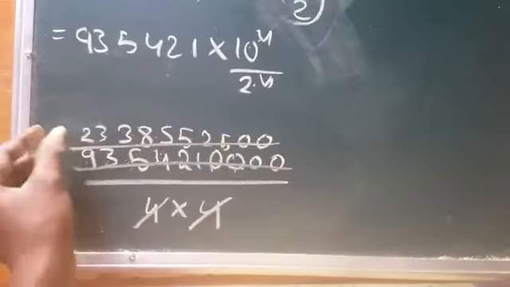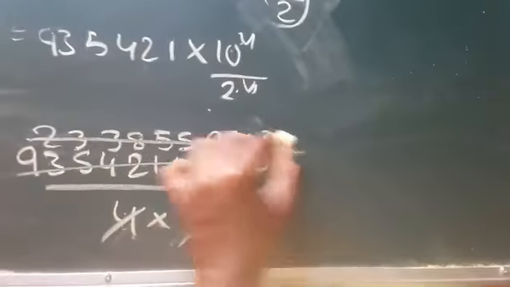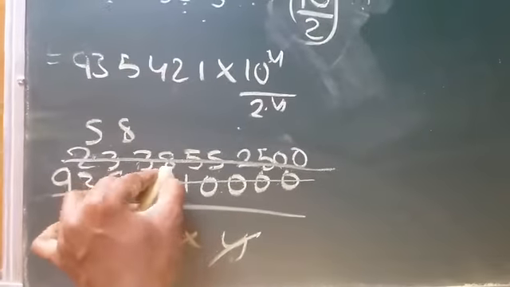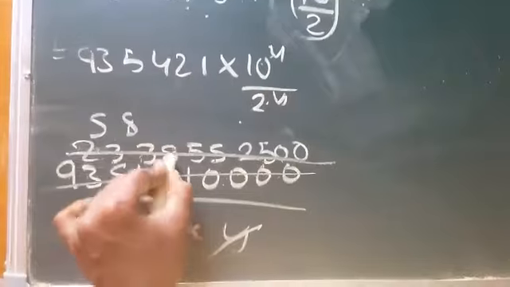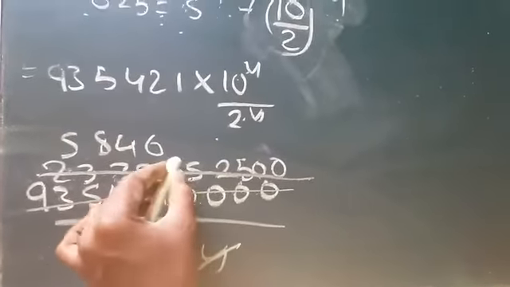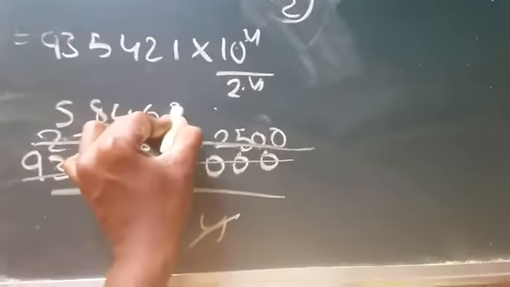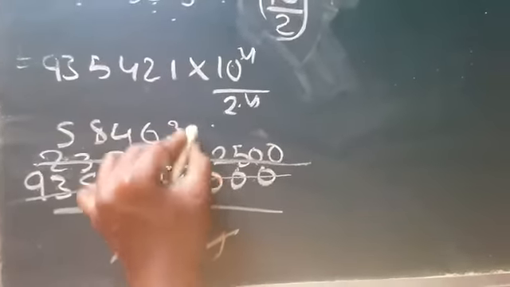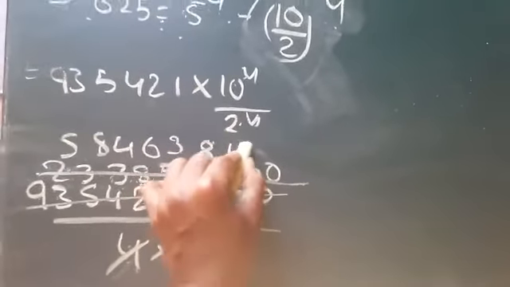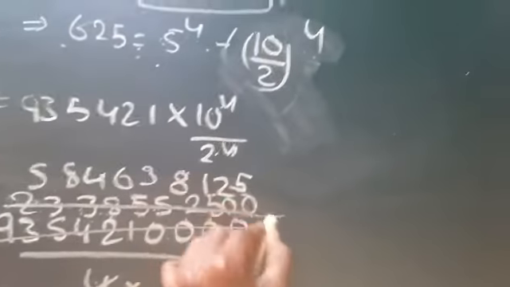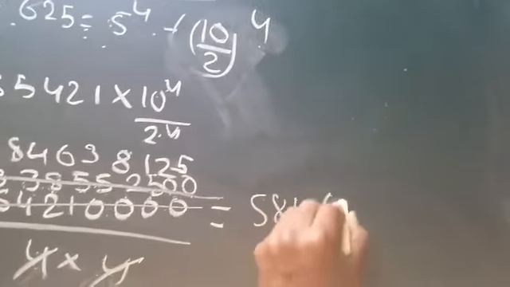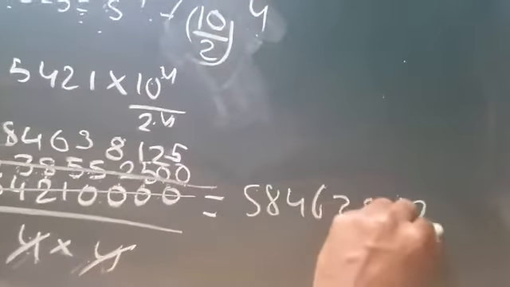Again cancel with 4. Now cancel with 4. 4 5s are 20, remaining is 3. 4 8s are 32, remaining it will be 1. It will become 18. That means 4 4s are 16, remaining is 2. 4 6s are 24. 24 means here it will be 15. 4 3s are 12, remaining is 3. 4 8s are 32. 4 1 is 4, remaining is 10. 4 2s are 8, remaining is 2. 4 5s are 20. So the final answer for this question is 584638125.